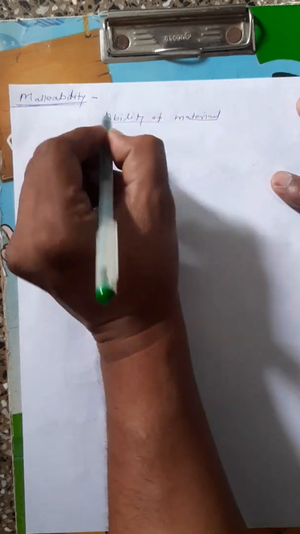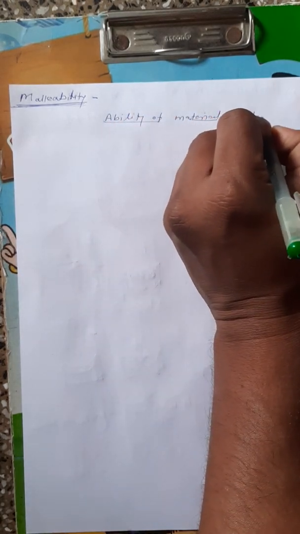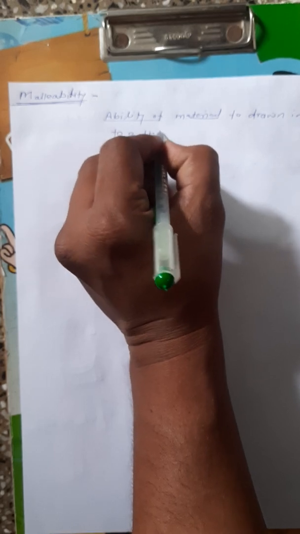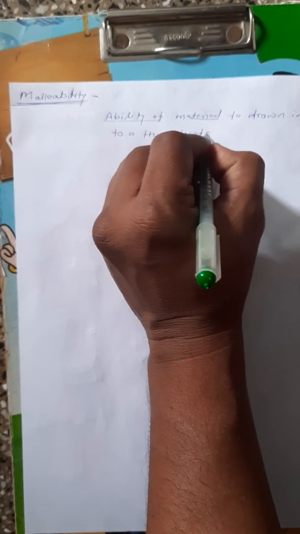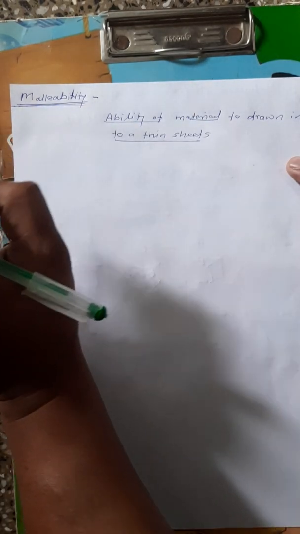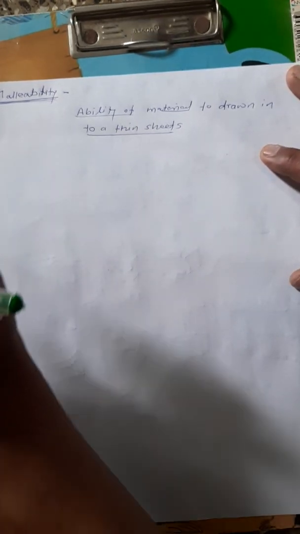the ability of a material to be drawn into thin sheets. This is what malleability is. The material which has the ability to be drawn into thin sheets. Are you getting it? It is the ability of a material which can be drawn into thin sheets.